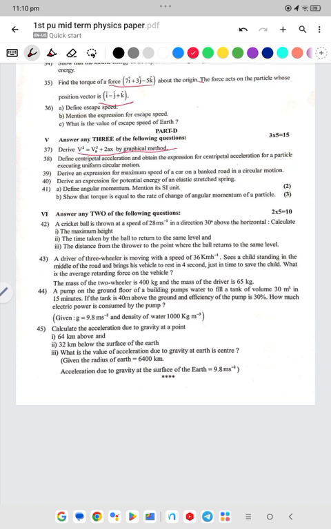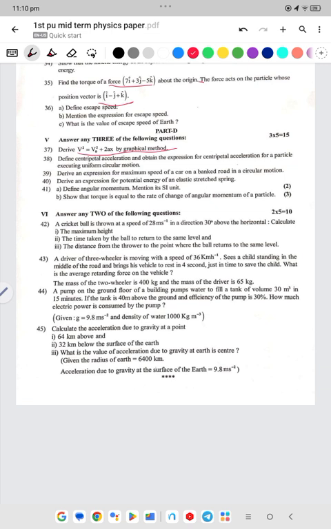Next one is derive the expression for potential energy in elastic stretching. You have to derive U is equal to half k x square. Next one is define angular momentum, mention SI unit. SI unit is kg meter square per second.